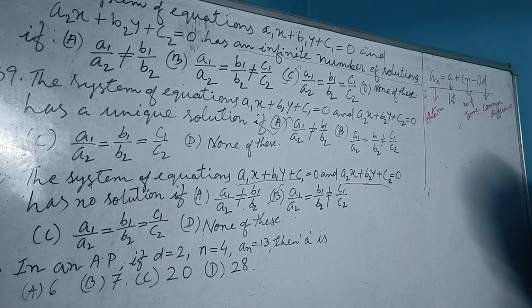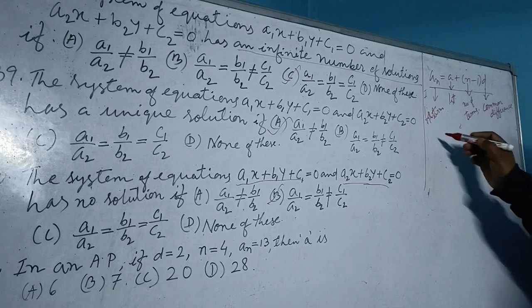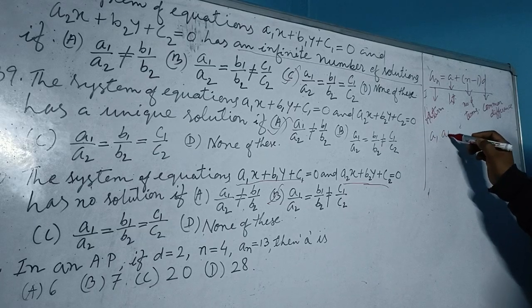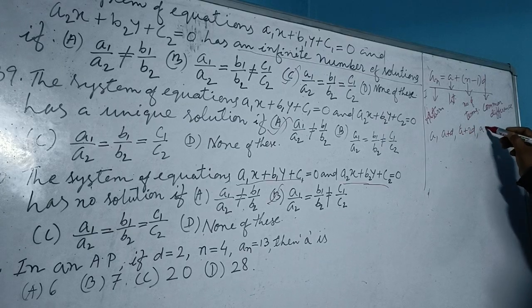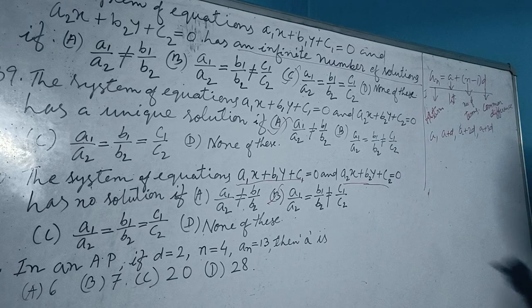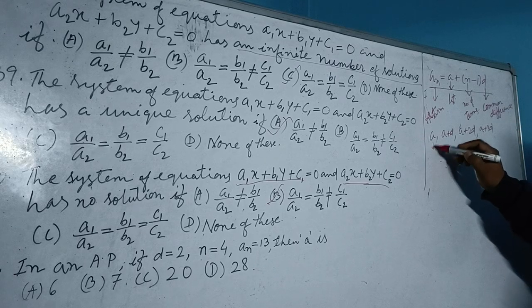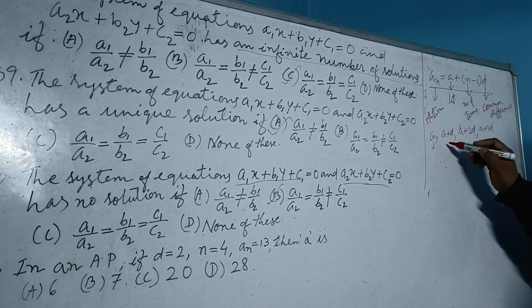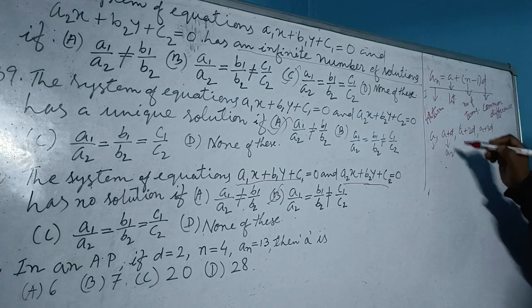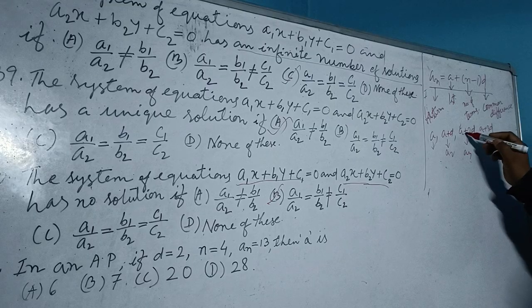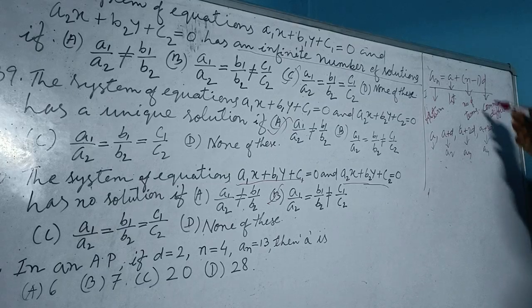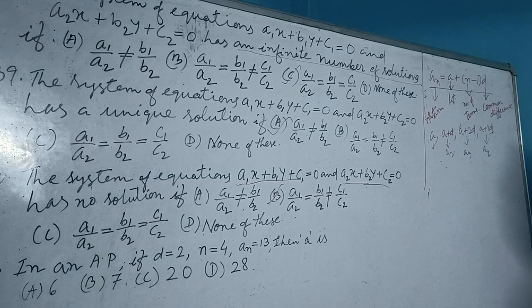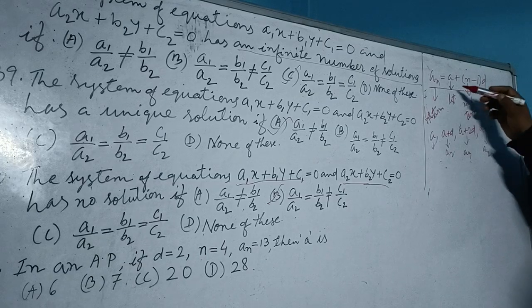Now AP means arithmetic progression. In general form we write the first term a, the second term a plus d, the third term a plus 2d, the fourth term a plus 3d. All the terms increase by d. The first term is a, the second term a2 is increased by d, a3 is a plus 2d, a4 is a plus 3d. In each term the coefficient of d is one less than the term number, so you can remember easily, up to the nth term.